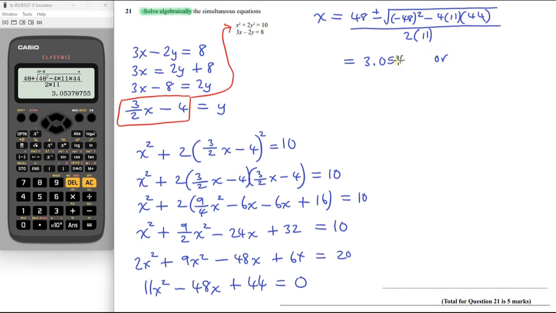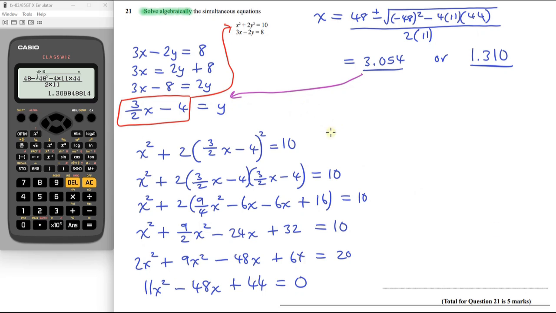I'm just going to round that to 3 decimal places. We need to remember there's 2 solutions, so that's one of the solutions. For the other solution, I'm just going to replace the plus with a minus, press equals, and then we get our other solution, which is 1.310 if we round that to 3 decimal places. And now I have my values for x. I can substitute these into my linear equation. I'm going to put it into this linear equation down here, because it will just be a lot easier to work out.